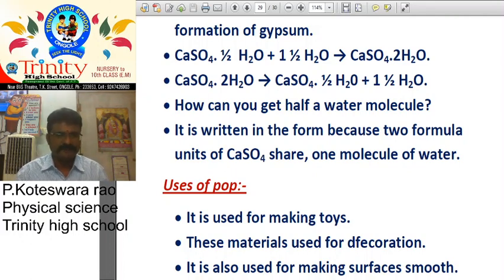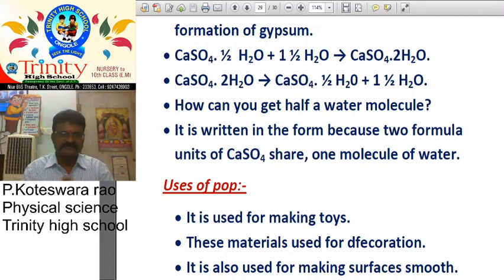Have you understood? Listen. It is written in this form because 2 formula units of CaSO4 can share 1 water molecule, so for 2, the half is 1. Now here we take 1 formula unit of CaSO4. What is the half of 1? 1/2. That's why we get 1/2 water molecule here. Is it quite difficult, sir?